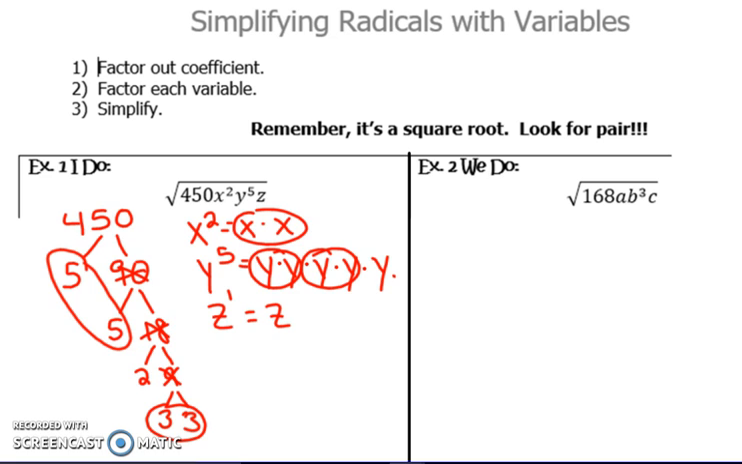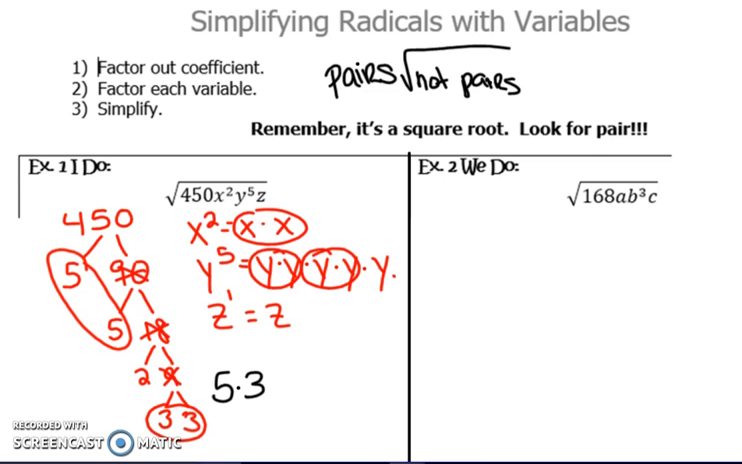Now, for your answer, keep in mind, it is pairs on the outside, non-pairs on the inside. So if I look at my pairs, I have a pair of 5s times a pair of 3s times 1 pair of x's. I have 2 pairs of y's. On the inside, I have a 2, I have a y, and I have a z.